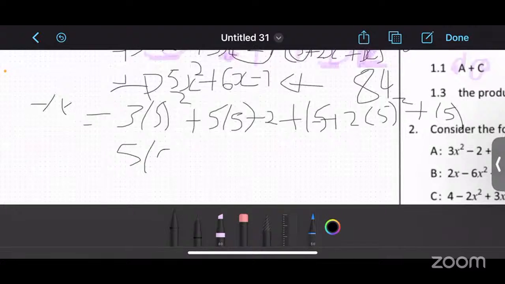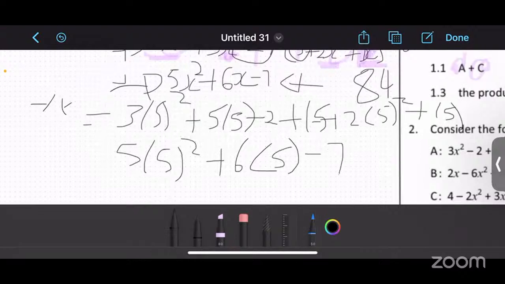5 into 5 squared plus 6 into 5 minus 7. So whatever you get here should be the same as this one. In case you're wondering where I'm getting a 5, I said we're going to pick any value, and you must try as hard as possible to stay away from using 0 and 1 when you are trying to prove if your answer is correct or not.